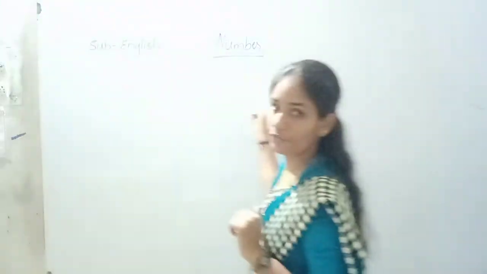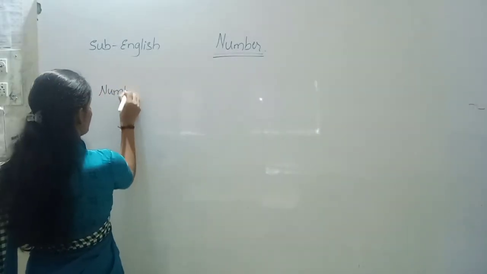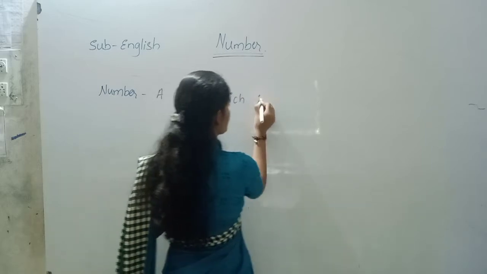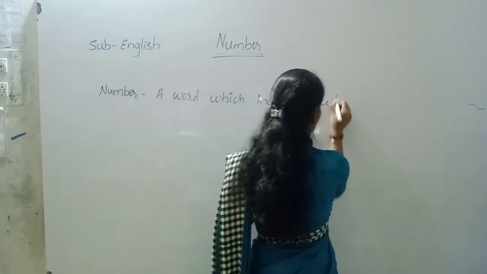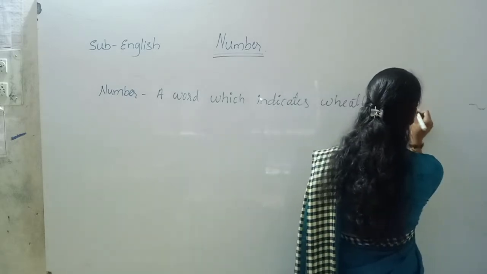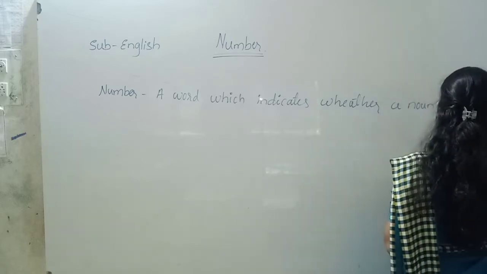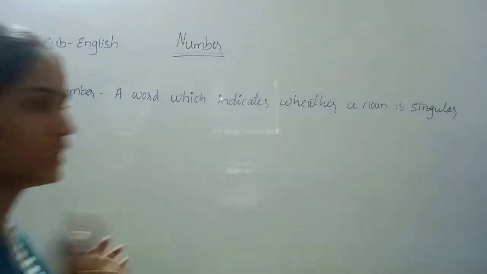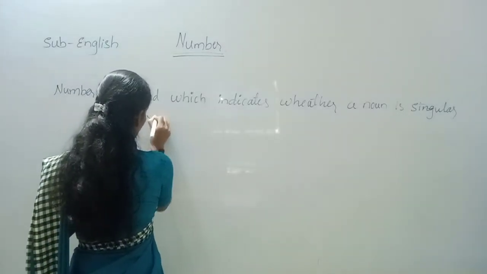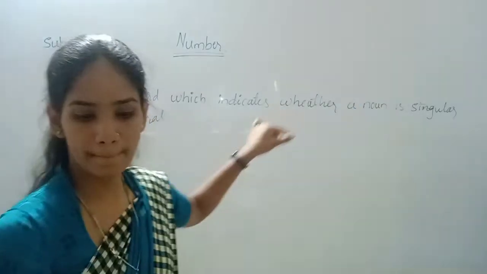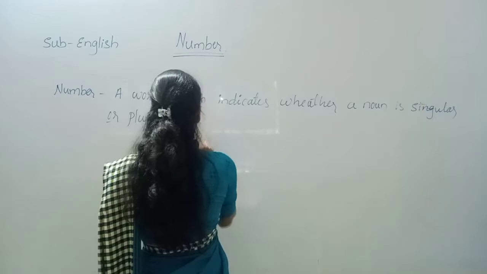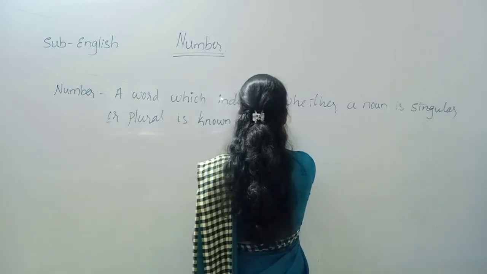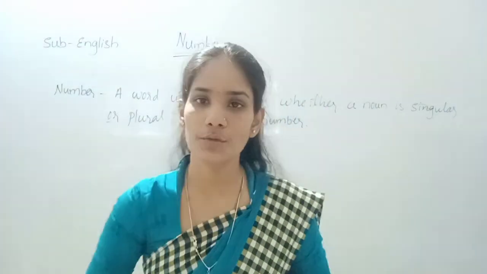So let us write down that definition of number. A word which indicates whether a noun is singular or plural is known as number. Okay, so here we came to know what the number is.